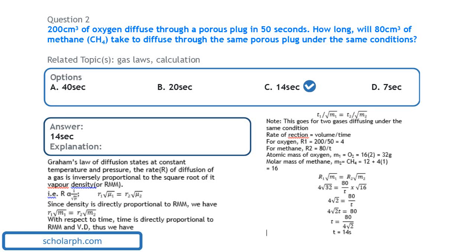While for methane, it is going to be the volume, 80, over the time, which we don't know, so we just denote it as T. That is what we have to find: the time it will take for this methane to diffuse. So we substitute this in the formula.